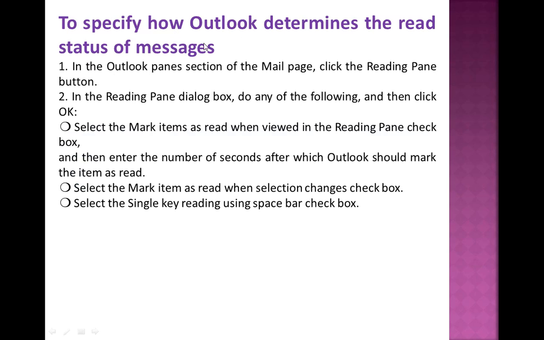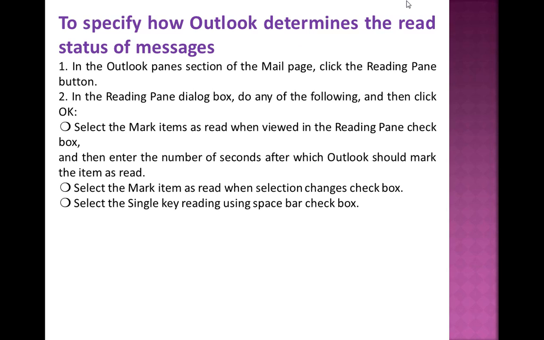Then, how to specify how Outlook determines the read status of a message. Means how Outlook determines whether a message will be read or not. Whenever I click on the message, it will be converted into a read or unread message. So how can we specify this?